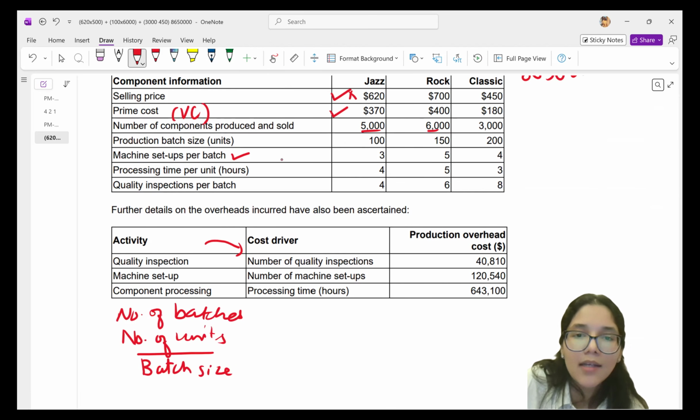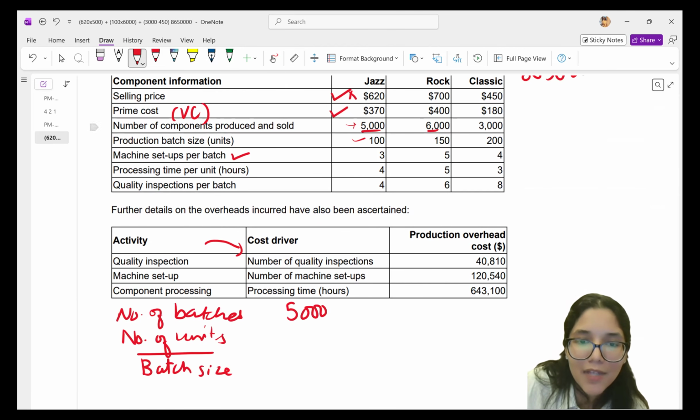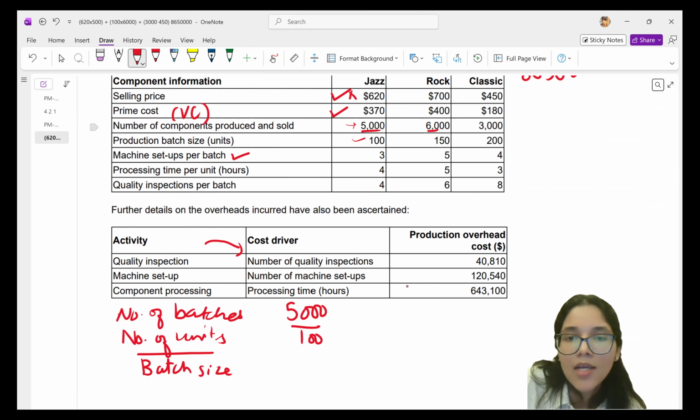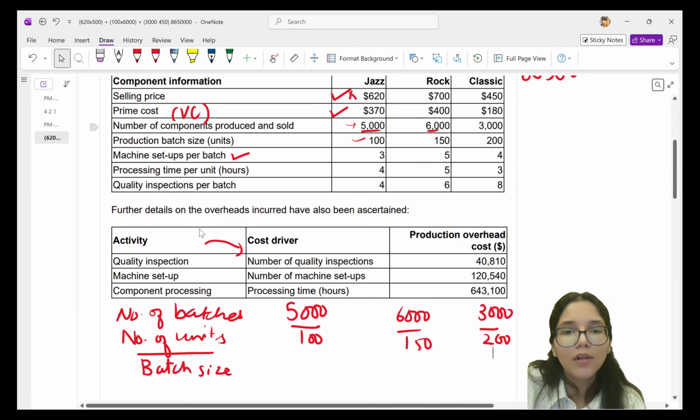So you people see that jazz is produced in batches of 100 and in total I want to produce 5,000. So how many times will I have to run the batch? It will be 5,000 divided by 100. Similarly for rock it will be 6,000 divided by 150 and then for classic it will be 3,000 divided by 200. This is what the numbers are going to look like.